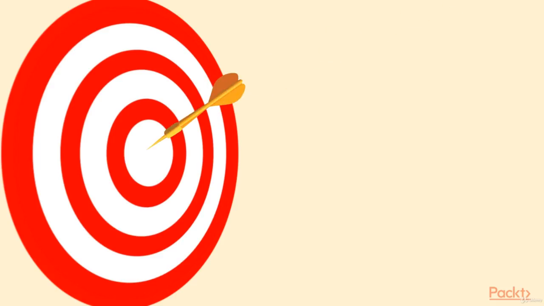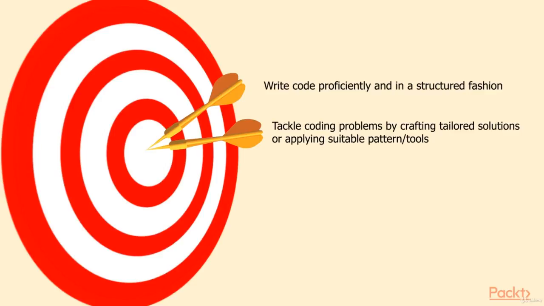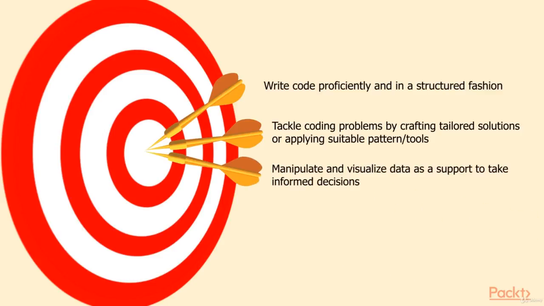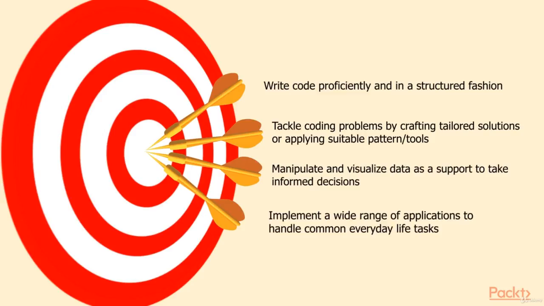So what are the course goals? By the end of this course, you will have learned how to write Python code in a proficient way. You will have learned how to tackle typical coding problems by adopting either existing solutions or patterns, or by crafting your own tailored solutions in a smart way. You will have learned how to manipulate data sets and visualize them as a means to take informed decisions for the better of your life, and also how to implement a wide range of applications, from simple scripts up to APIs or web applications that you can use in order to handle your common everyday life tasks.